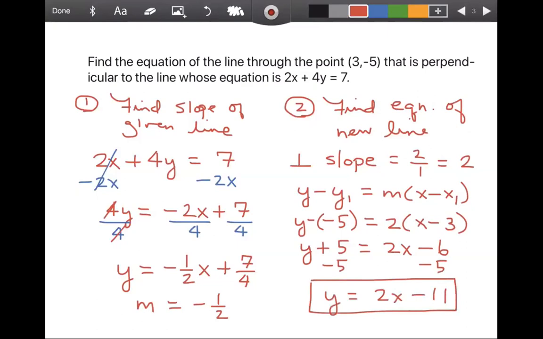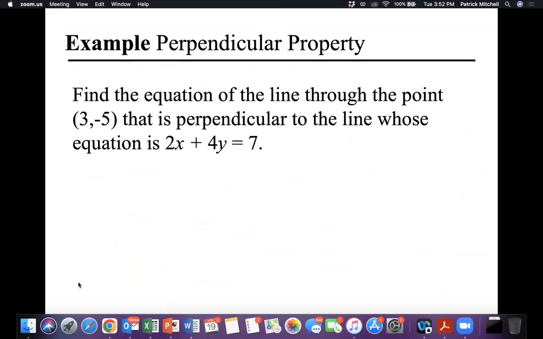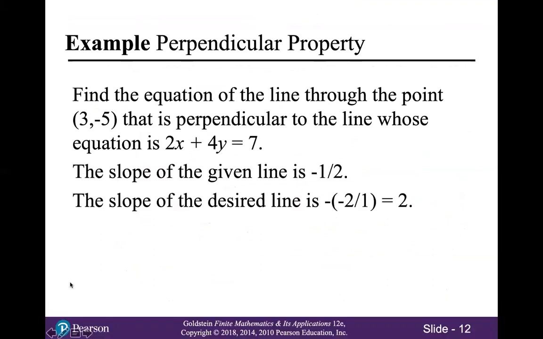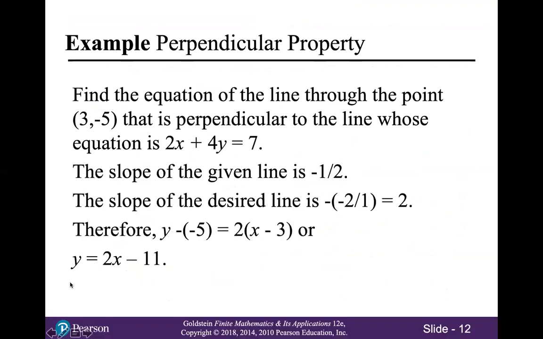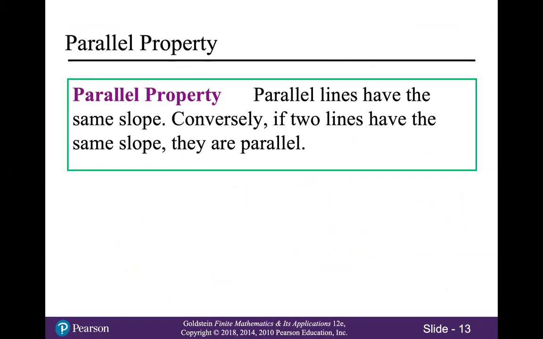All right. Going back to the presentation for our last example. All right, so again, they did the same problem. They just didn't show as many steps. All right, that brings us to the parallel property. Parallel lines, as you have hopefully heard before, have the same slope. Conversely, if two lines have the same slope, they are parallel.